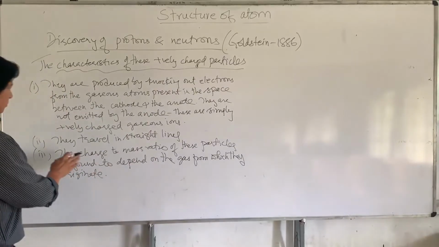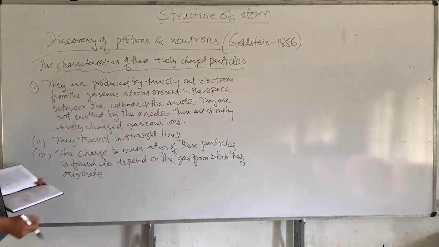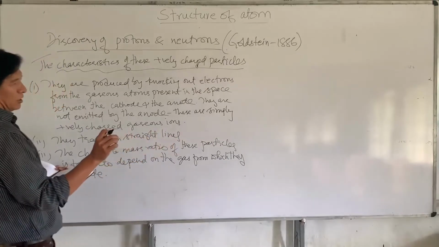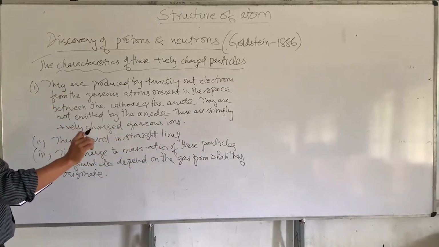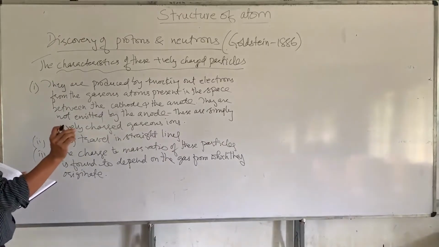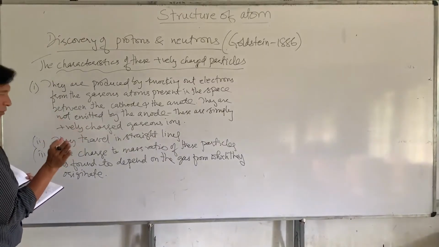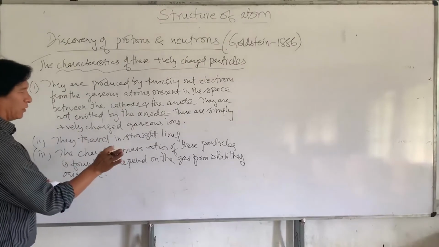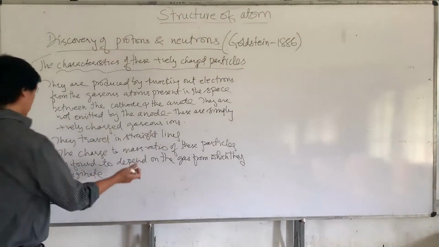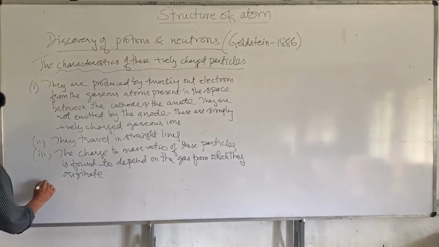But as far as your positively charged particles are concerned, the charge to mass ratio, that is the charge on a proton divided by the mass of what you call a positively charged gaseous ion, is different for different gases. That's it. This is what it means.